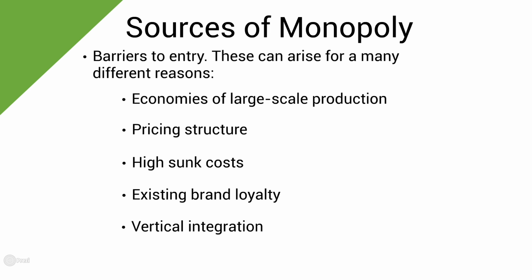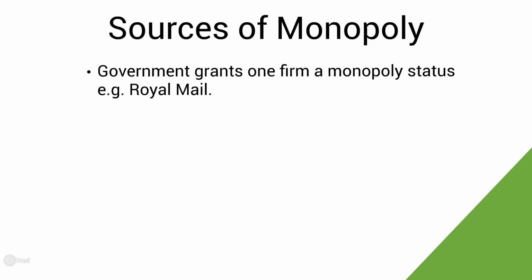Another source of monopoly is barriers to exit. These are similar to barriers to entry, and an example of one is high sunk costs, which are costs that cannot be recovered if a firm wants to leave an industry. A monopoly can also arise due to a government granting one firm a monopoly status. This was the case for Royal Mail pre-2006. In 2006, it was opened up to competition from other mail providers.